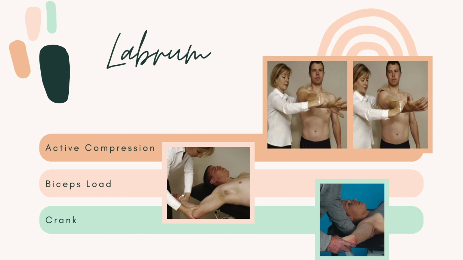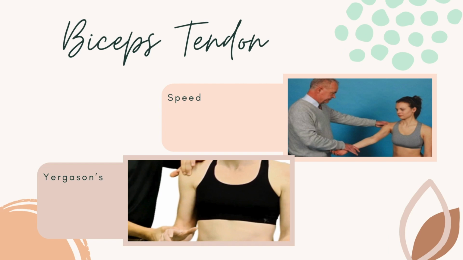Crank test is performed in supine. You're going to abduct the arm to 160 degrees in the scapular plane. Then you're going to apply an axial load, so right straight down the humerus. And while you apply that axial load, you're going to internally and externally rotate the shoulder. A positive finding would be pain during rotation of the shoulder, and this can be present with or without a click. Next is the biceps tendon.